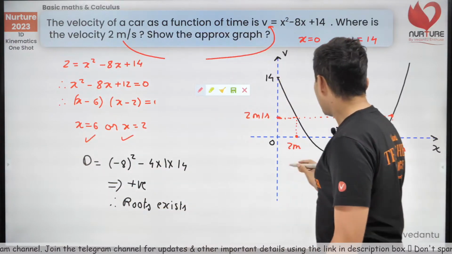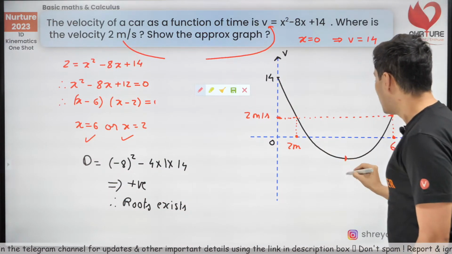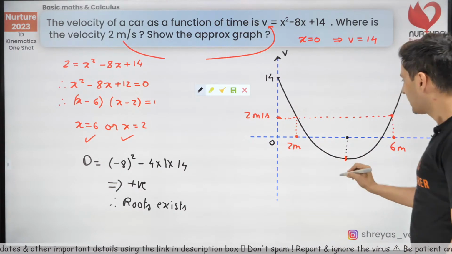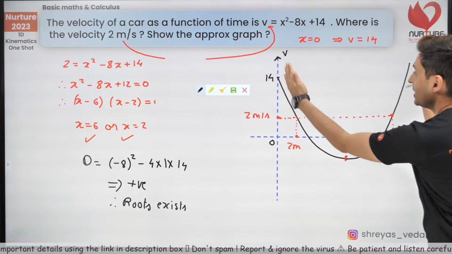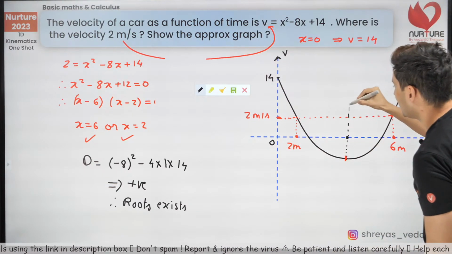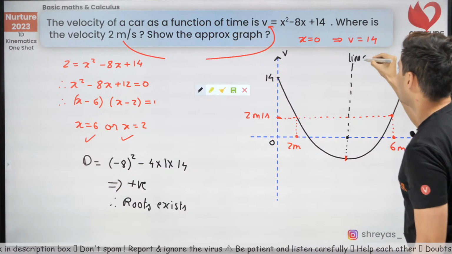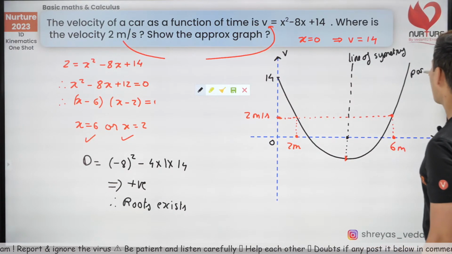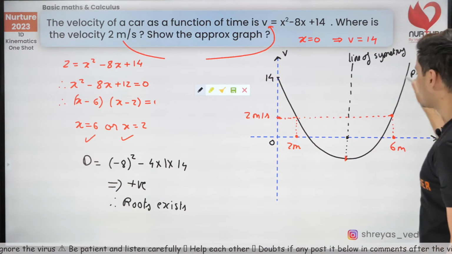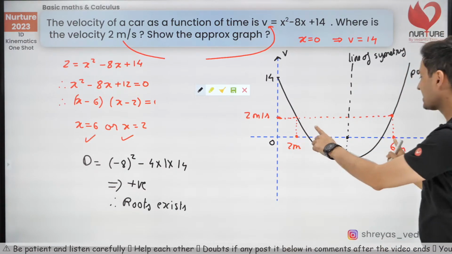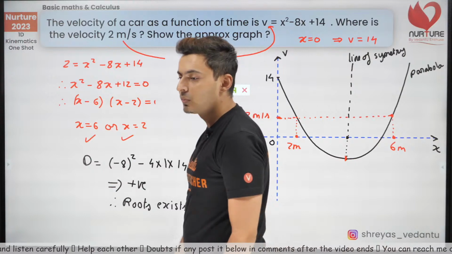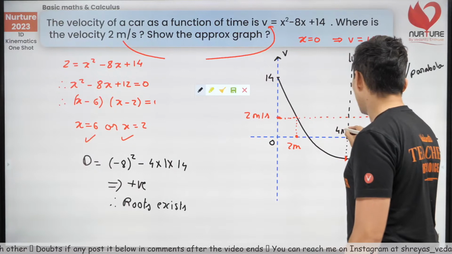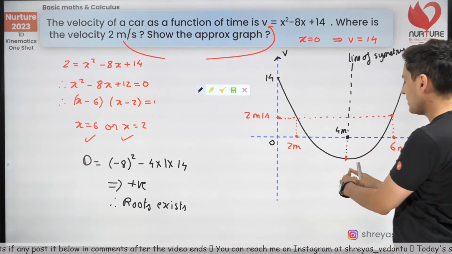Also, it will have this minima. If somebody asks you where exactly is this minimum point, it will be exactly the midpoint of these two. This graph is symmetric. Remember, this is the line of symmetry of this parabola. This curve is called a parabola. So if this is 2 and this is 6, what will this point be? 2 plus 6 divided by 2, which is 8 by 2, which is 4 meters. So this point will be 4 meters. Keep this in mind. This is exactly the midpoint.